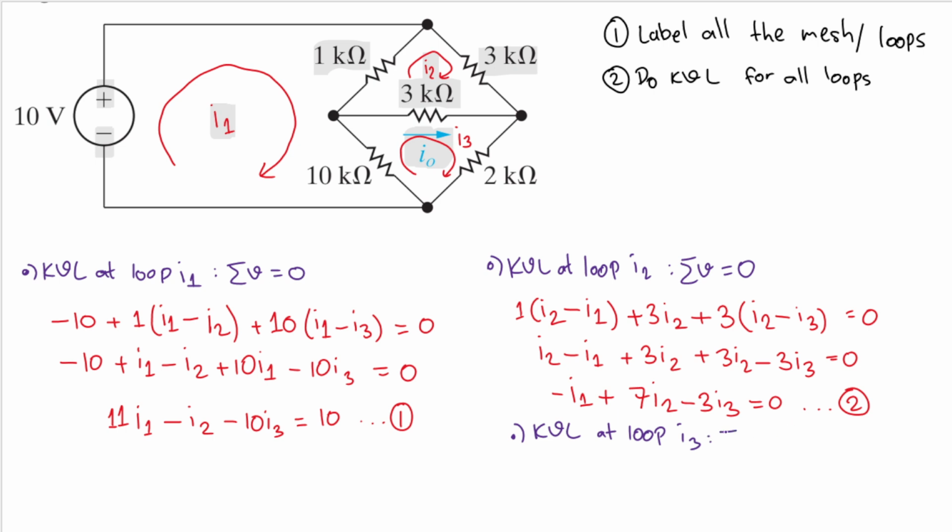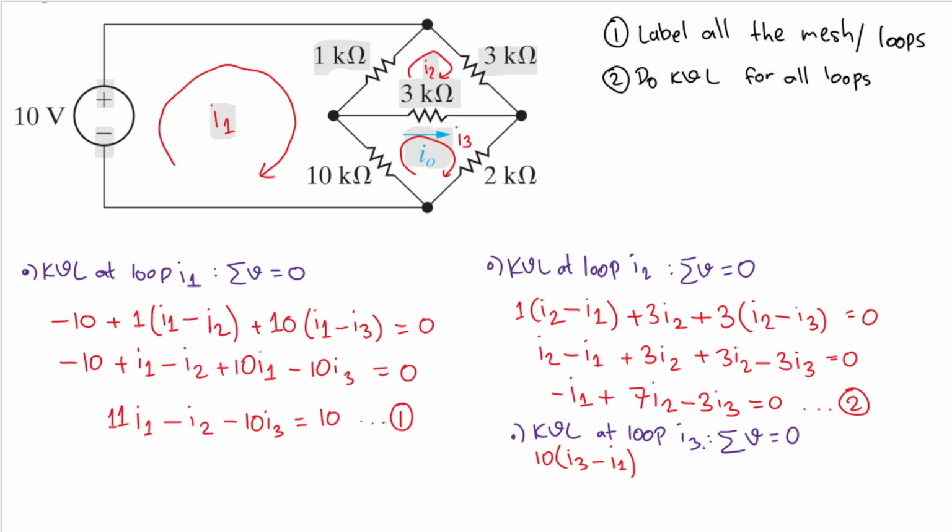KVL said that the sum of the voltage in a loop will equal to 0. Okay, now let's do this 10 kilo ohm. So we'll have 10 kilo ohm. And now we are working on I3, so multiplied by I3. But here I1 is flowing in the opposite direction, so I will have minus I1.